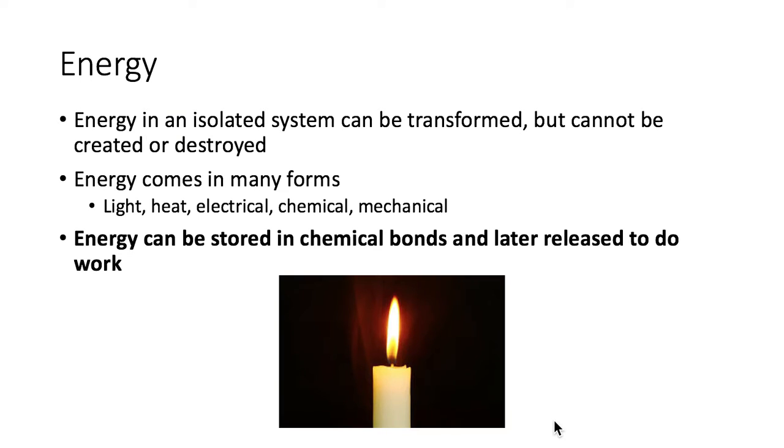Okay, so let's look at energy. From our discussion of thermodynamics, we know that energy can be transformed from one form to another, but it cannot be created or destroyed. This we know from the first law of thermodynamics. We know energy comes in many forms like light, heat, electrical, mechanical, chemical energy. And in this particular unit, we'll take a close look at the energy that's stored inside of chemical bonds, inside of things like glucose. And those chemical bonds can be broken to release that energy so that the energy can be used to do work.